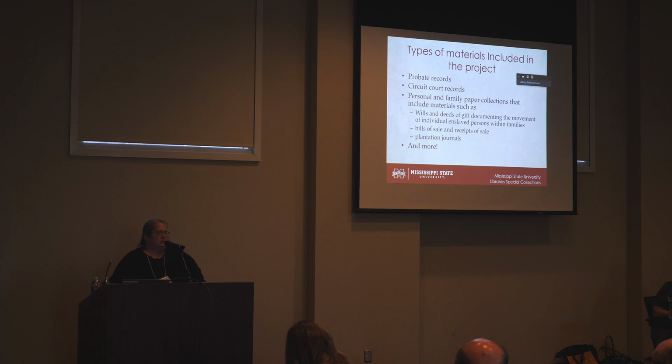Basically, if it concerned an enslaved person and it was a legal document or something that could be produced in court as evidence of that particular person being enslaved, or in one instance of not being enslaved, we do have one instance of freedom papers that prove someone was a free person of color.